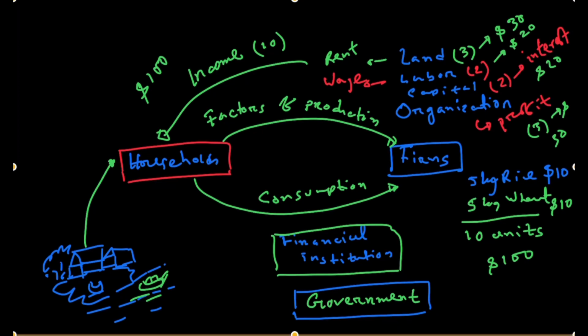Now there is a legal restriction, so household cannot spend all its money income. Before spending any dollar, household should pay the government a portion of its income as tax. So household will pay tax to the government, and we are assuming that is 10%, that is $10.